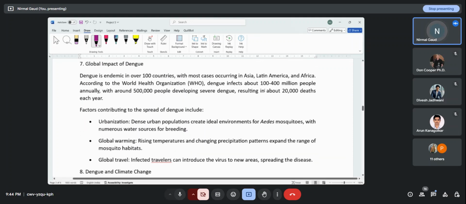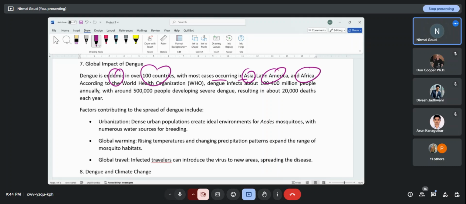See, if I talk about the impact of dengue, dengue is endemic in over 100 countries, with most cases occurring in Asia, Latin America, and Africa. Dengue affects about 100 to 400 million people annually, with 500,000 people developing severe dengue and about 20,000 deaths each year.